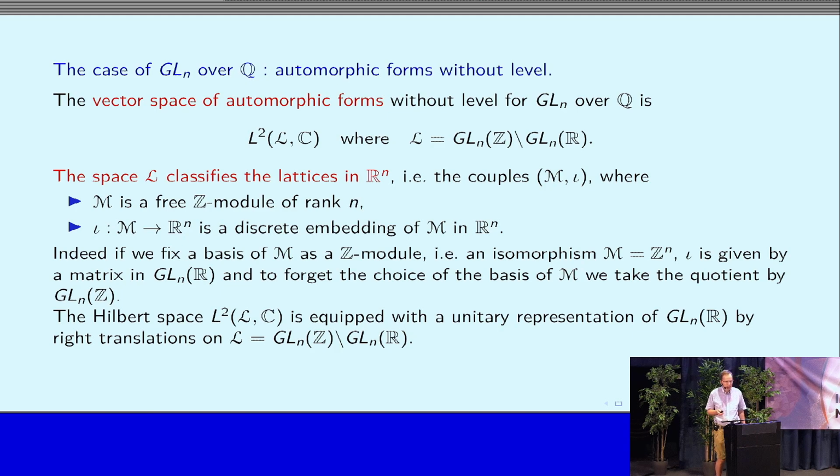This quotient, L, classifies the lattices in R^n, which means a couple (M, iota), where M is a free Z-module of rank N, Z^n, and iota is a discrete embedding of M in R^n. So if we fix a basis of M, which means an isomorphism with Z^n, then iota is given by a matrix in GLN(R). And to forget the choice of the basis of M, we have to take the quotient by GLN(Z). That's why this quotient classifies the lattices in R^n. And the Hilbert space of L2 functions on L is equipped with a unitary representation of GLN(R) by right translation.